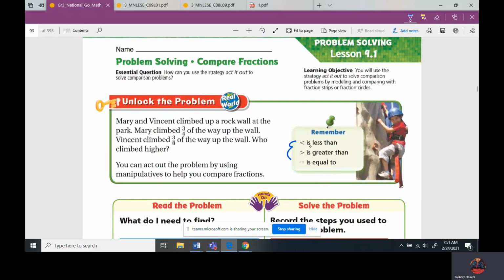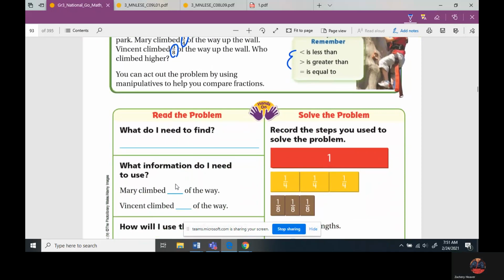Mary and Vincent climbed up a rock at the park. Mary climbed 3/4 of the way up the wall. Vincent climbed 3/8 of the way up the wall. Who climbed higher? Well, we can act out this problem by using manipulatives to help us solve it. You guys don't have manipulatives at home, but we have them at school, and that's what we'll be using. So what do you need to find? We need to find who climbed higher.